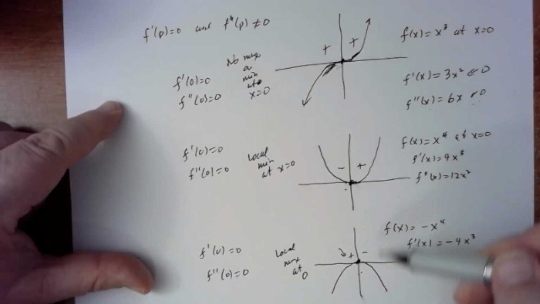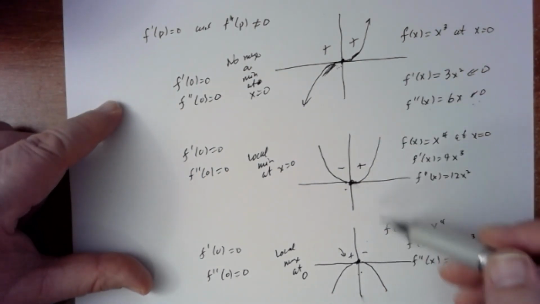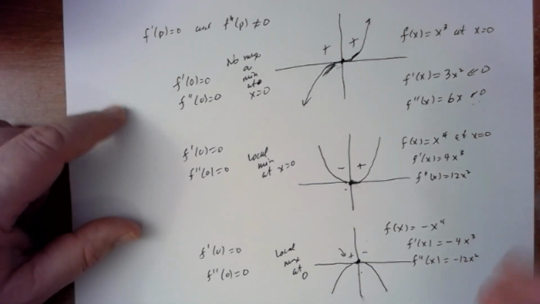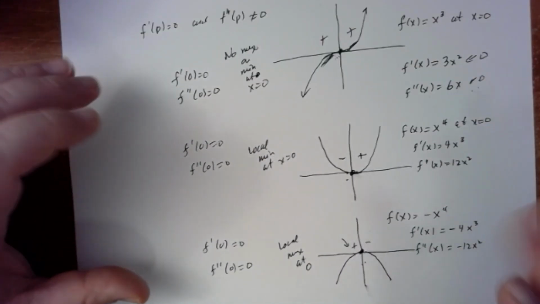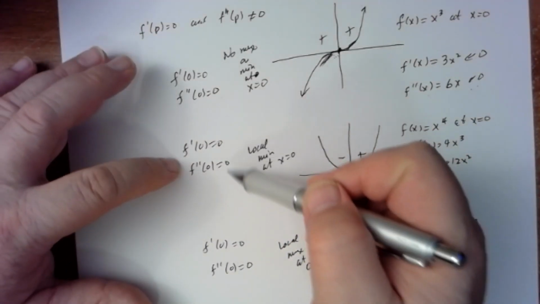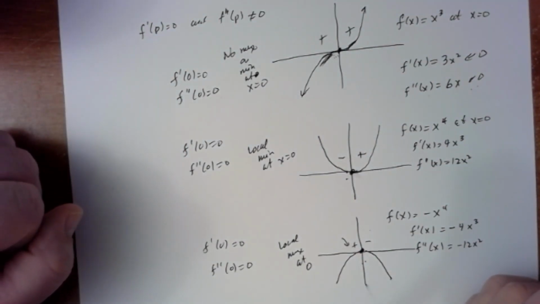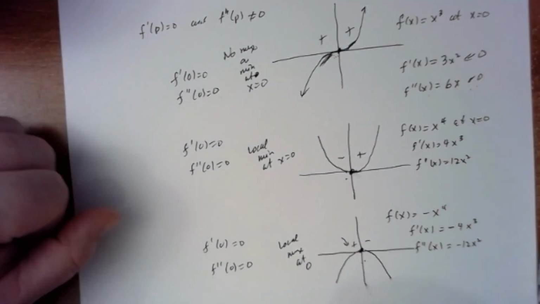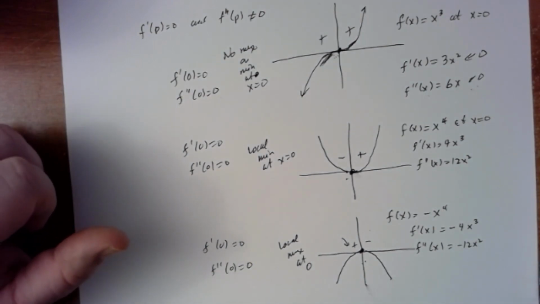And so the first derivative test actually tells you a lot more information than the second derivative test, but sometimes the second derivative test is a lot easier if the second derivative is not equal to 0. Okay, very good. Okay, now on to an example.